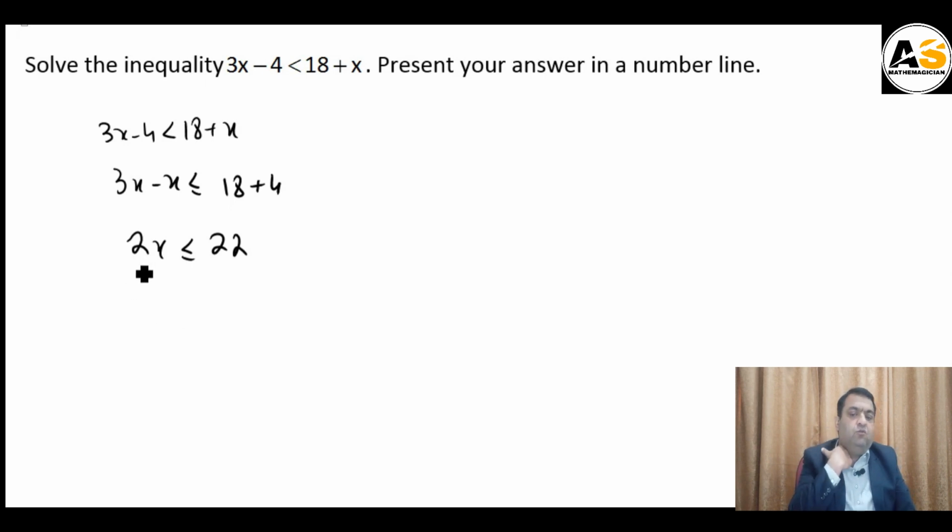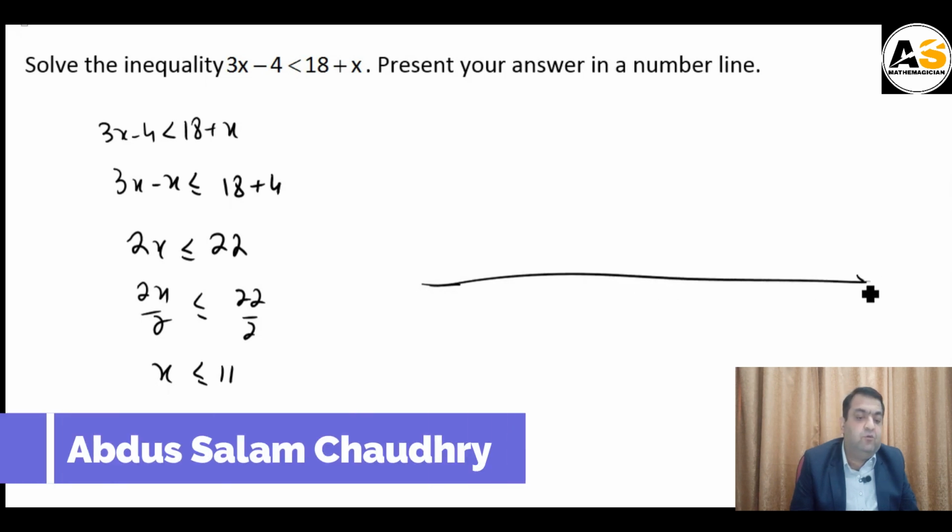Now what do we have to do? We have to get rid of this 2. For that we will divide both sides by 2. 2x over 2 is less than or equal to 22 over 2. x is less than or equal to 11. Now we come to the number line.